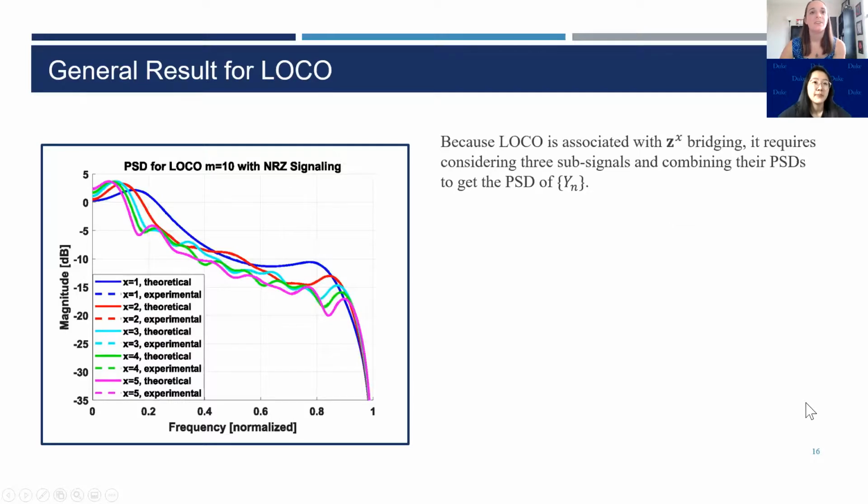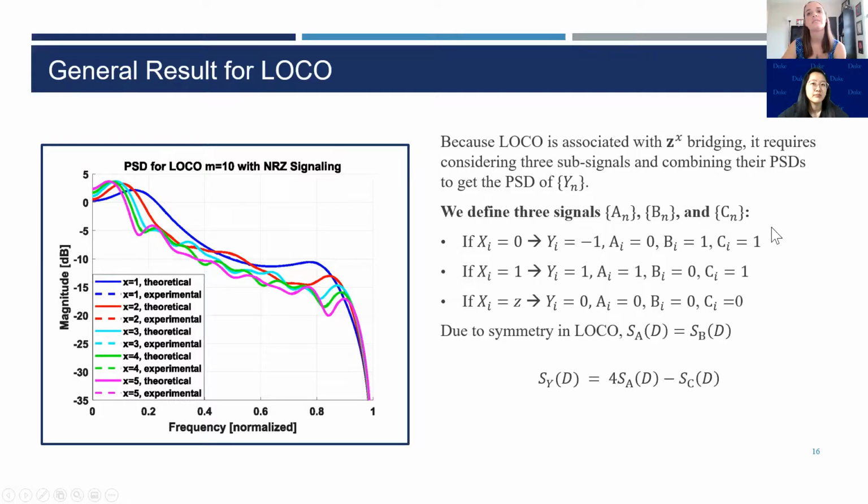We also looked at LOCO codes. Because we mentioned earlier that LOCO is a 3-level signal, we had to take a different approach: we considered 3 subsignals and combined the power spectral density of those 3 signals to get the final power spectral density of the full LOCO code with NRZ signaling. The 3 signals we defined are A, B, and C, and the rules for exactly what those signals represent are shown in the bullets here.